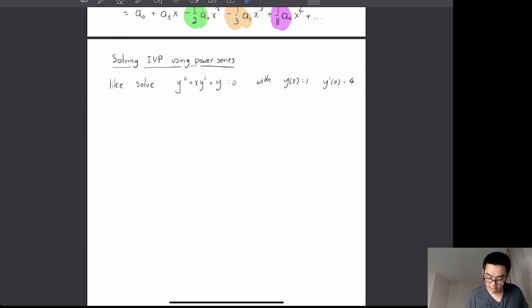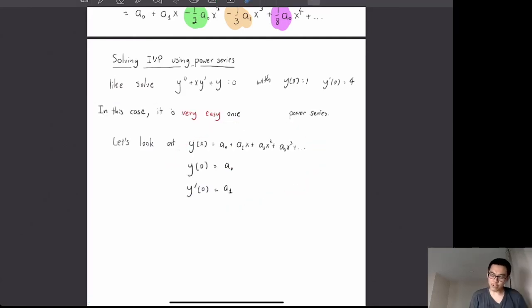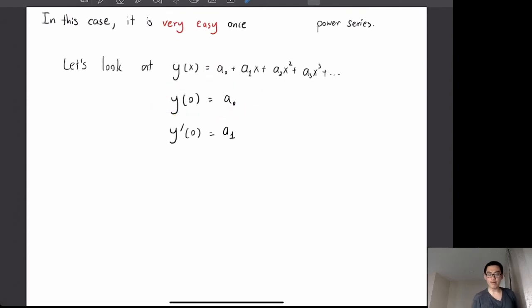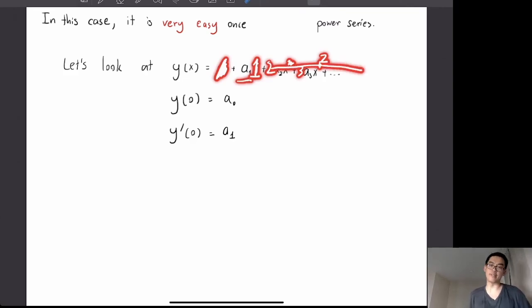With this, it's not hard, right? We just ask what is A0 and what is A1 and you plug in. Look at this: if you have the solution being A0 plus A1x plus A2x squared and so on, y(0) would just be A0 and y'(0) would just be A1. Imagine you plug in 0, everything here is gone. For y', this constant will be gone because of differentiation. This will become 1, this will become 2x and this will become 3x squared, and so on. When you plug in 0, this will be gone and you're left with A1.